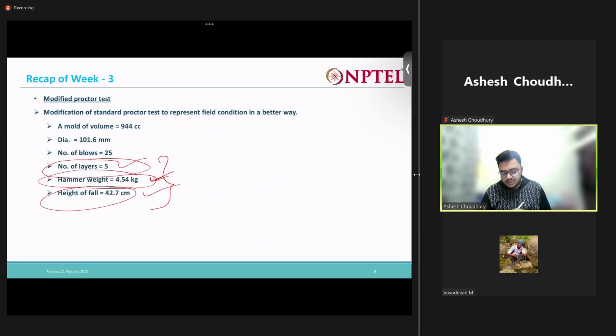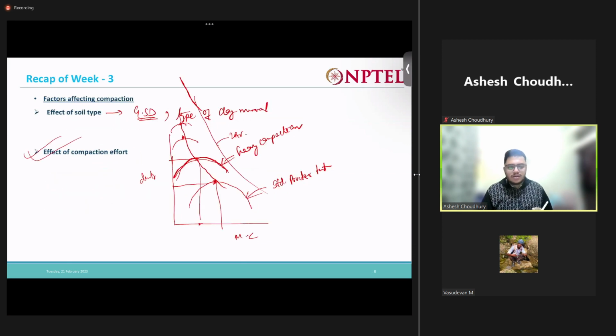So this is very intuitive, right? Obviously, if you are putting in more energy, a smaller amount of water will be required, which means a smaller amount of lubricant will be required. So that is why the optimum moisture content reduces, coming towards the left, as you increase the compactive effort.